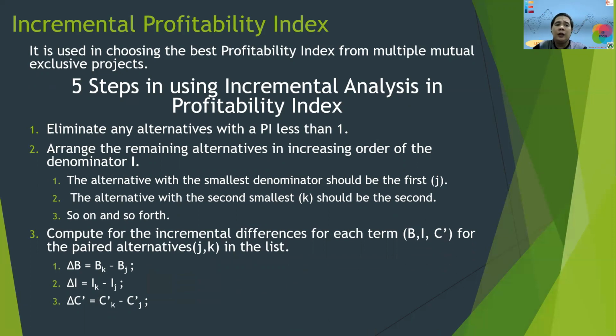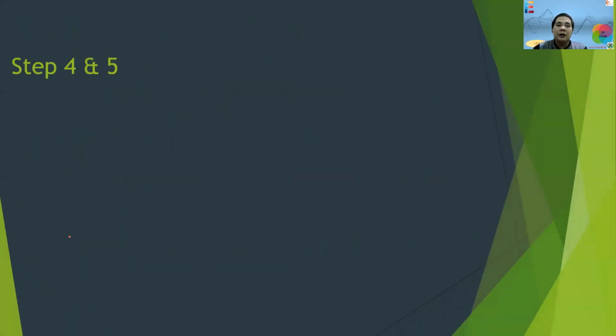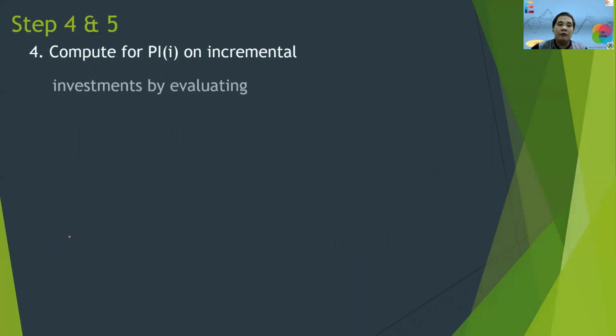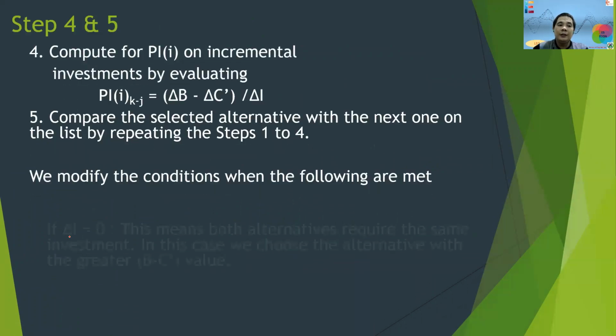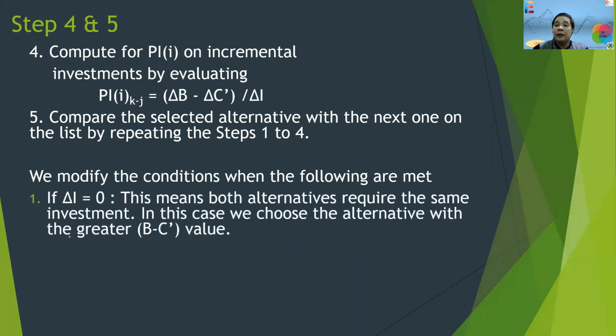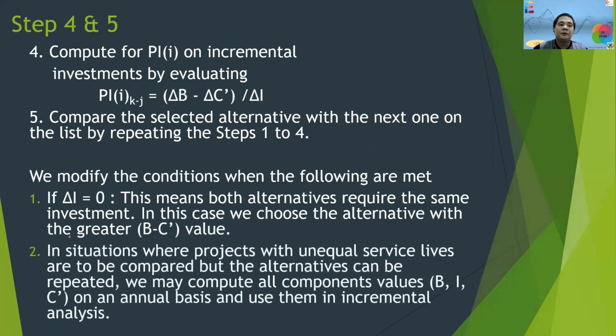So first, eliminate all alternatives with a PI of less than 1. Arrange the remaining alternatives in increasing order of the denominator. Compute for the incremental differences. After that, steps 4 and 5 are computing for the incremental profitability index. There are modifications when it comes to this type of problem. Number one, if your change in I is equal to 0, you should choose the alternative with a greater B minus C hat.